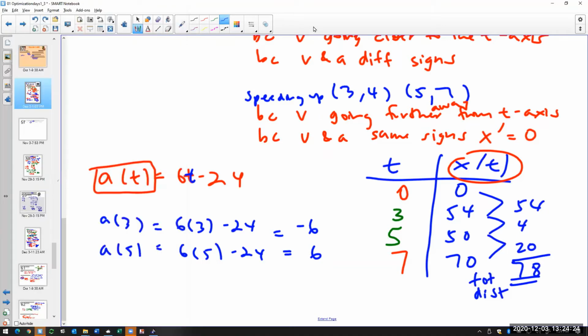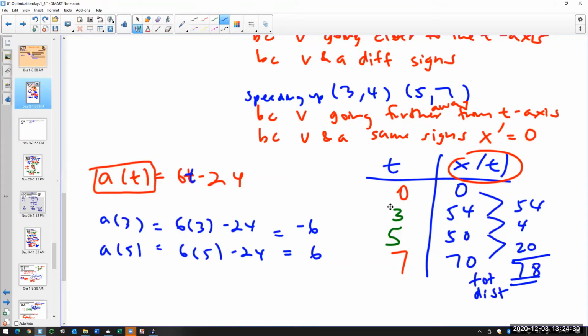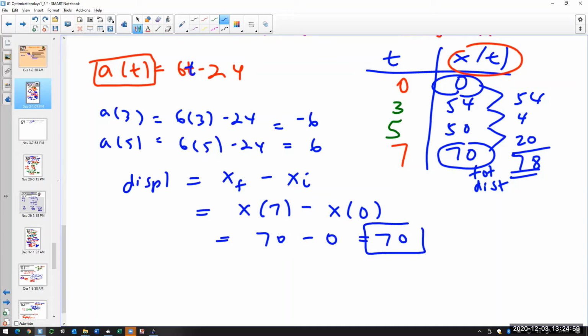The last thing they ask you for is displacement. And if you have your table already, displacement really is your last number minus your first number. Displacement is your final x position minus your initial x position. The final x position in this problem is x at 7. The initial position is x at 0. So this will be 70 minus 0, which is 70. So you guys have done all of this before. You're going to get a very similar problem on your test, and I'm going to ask you to do it again.